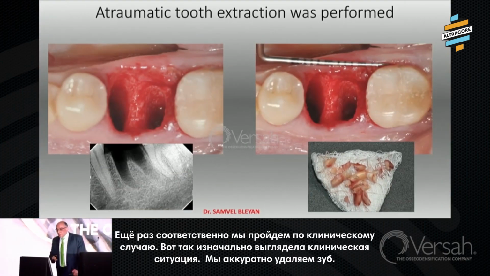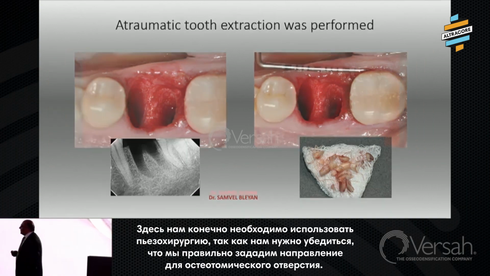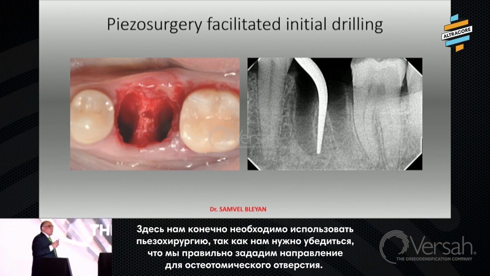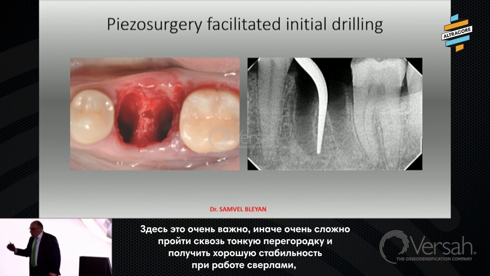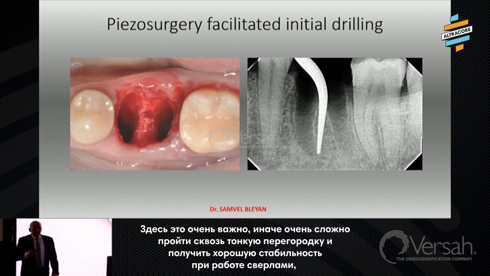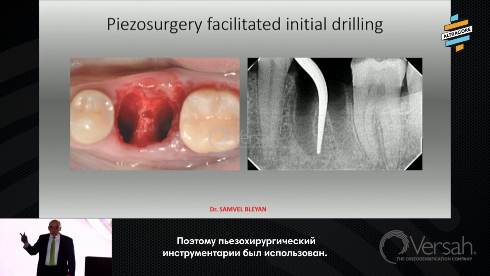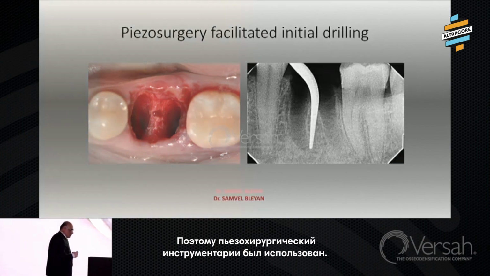This is our initial situation. We take out the root very carefully. It was ankylosed. You see how many pieces of roots I take out from the socket. And of course, we have to use piezo surgery to be sure that we can establish the track, the way we are going to make our osteotomy. It's very important. Otherwise, it's very difficult to go through a very thin septum and to be safe and stable with the drills. Even with these drills, which are very sharp and precise, it's very difficult to do the procedure. That is why we have to have this piezo surgery device in our armamentarium.